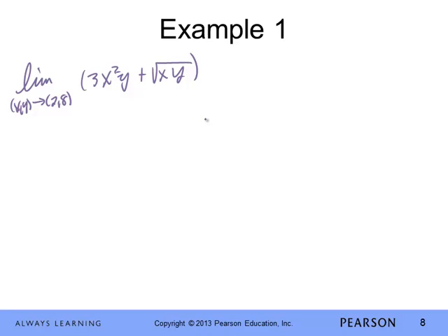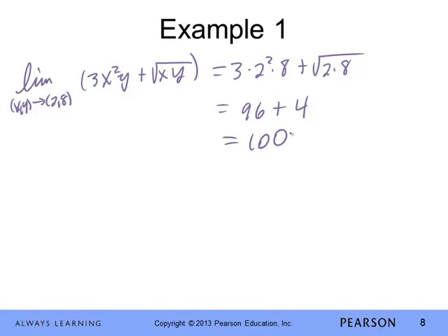Okay? So, and of course, with x being 2 and y being 8, that we're letting x and y approach, we're good. We're not taking the square root of a negative number. So plug in the numbers. 3 times 2 squared times y, which is 8, plus the square root of xy, which is 2 times 8. So we're talking about what 12 times 8 is, 96, plus the square root of 16, which is 4, so that's equal to 100. Okay? No surprises?